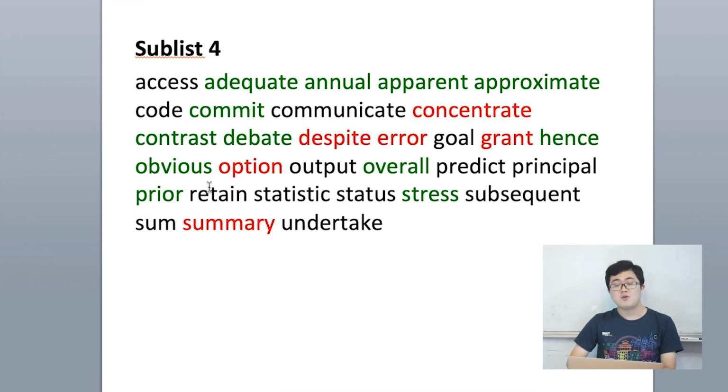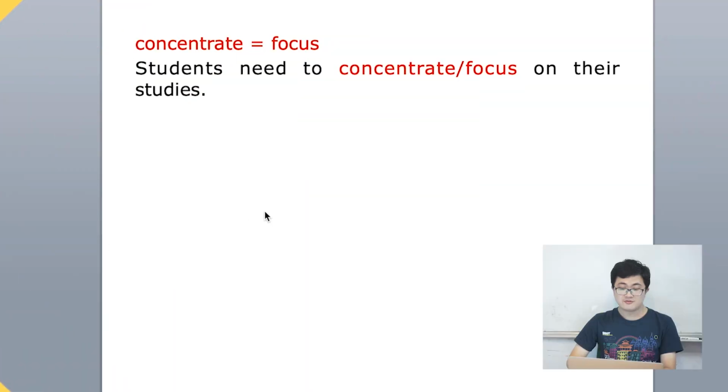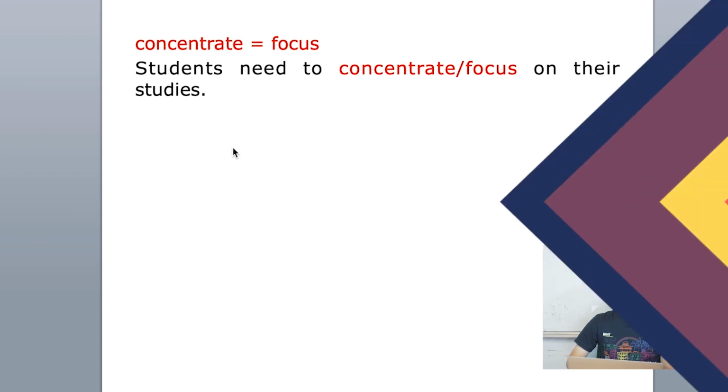Now, sublist 4. In sublist 4 again, you have words highlighted in green and in red, and the words that are not highlighted at all. The words highlighted in green, we have already covered some of them, and the rest I leave to you to check them in the dictionary. Now, let's focus on the words in red. The first two important verbs, concentrate and focus. They mean the same thing, and both of them are academic. For example, you can say students need to concentrate or focus on their studies if they want to succeed.